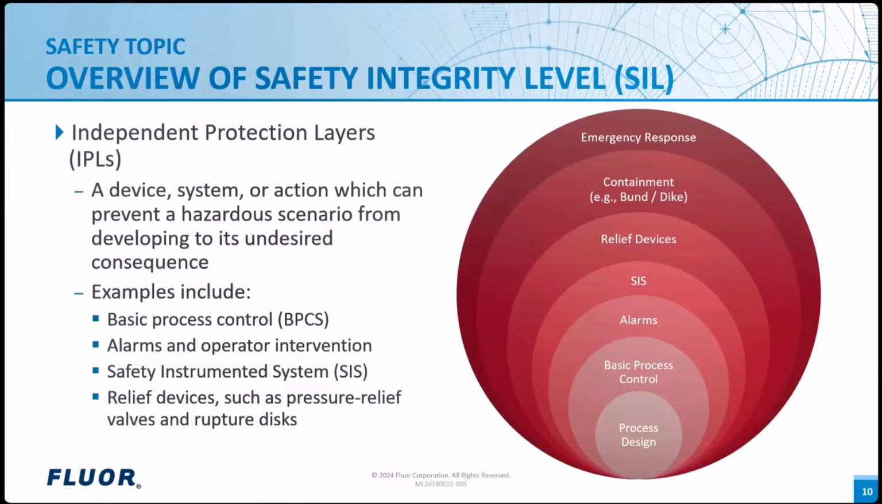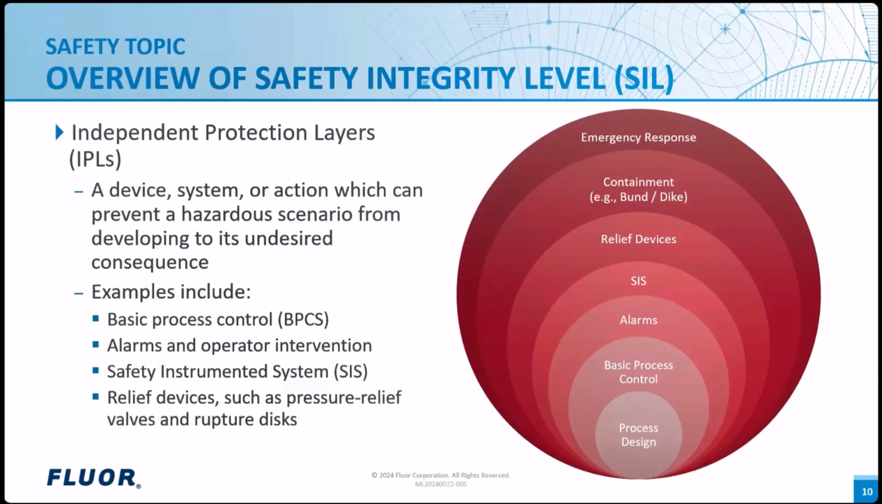One common method for reducing risk to an acceptable level is by providing independent protection layers, or IPLs. An IPL is a device, system, or action which can prevent a hazardous scenario from developing to its undesired consequence, and which is also independent of the initiating event and other layers of protection.